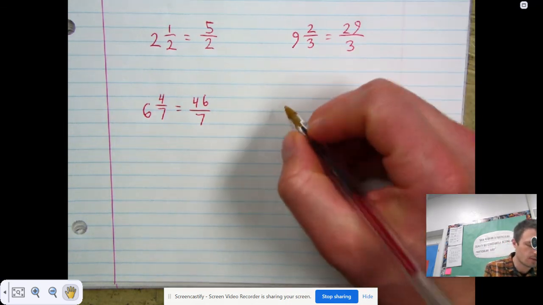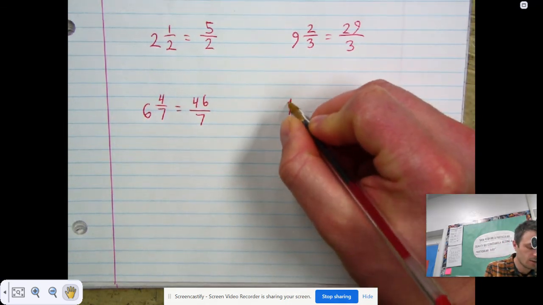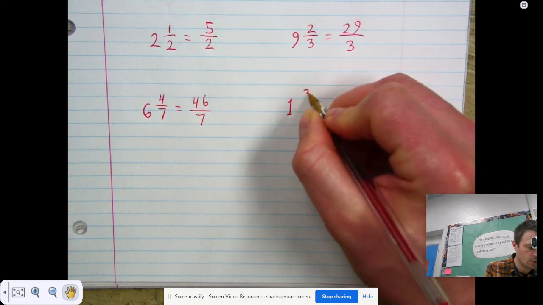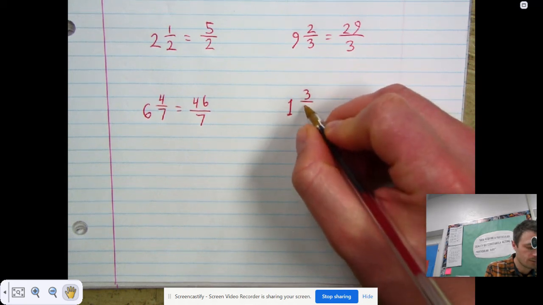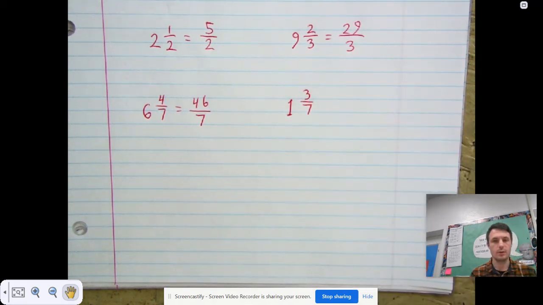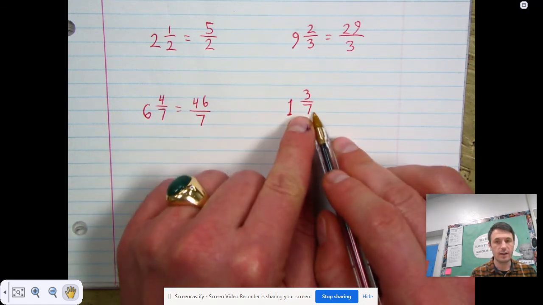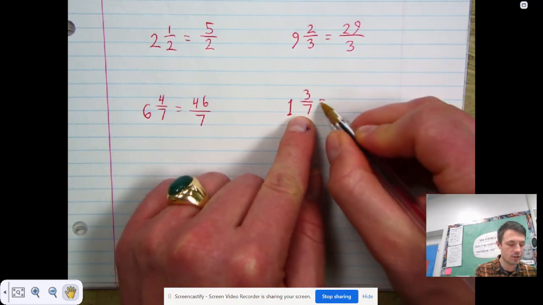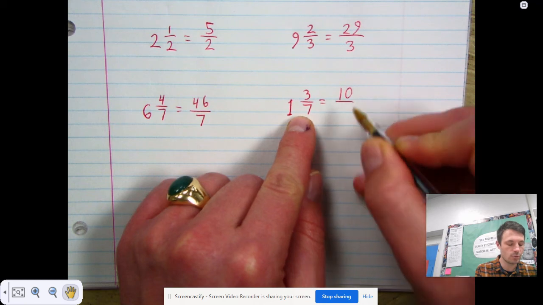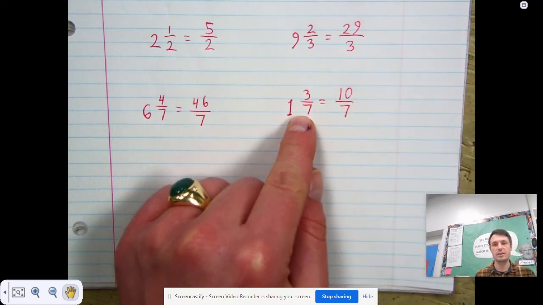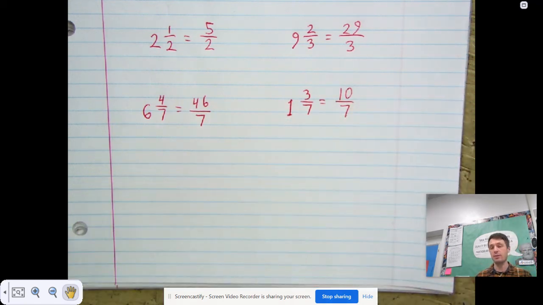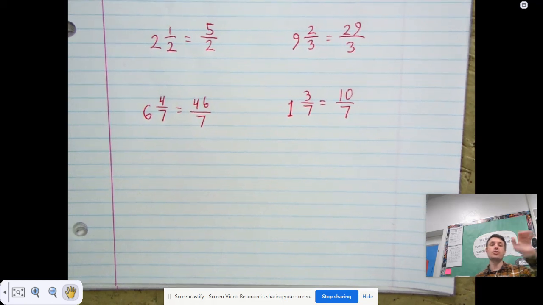We'll do one more example. Let's do 1 3/7. 1 times 7 is 7. Add 3. That brings us to 10. That's our new numerator, and the denominator 7 stays the same. The answer is 10/7.